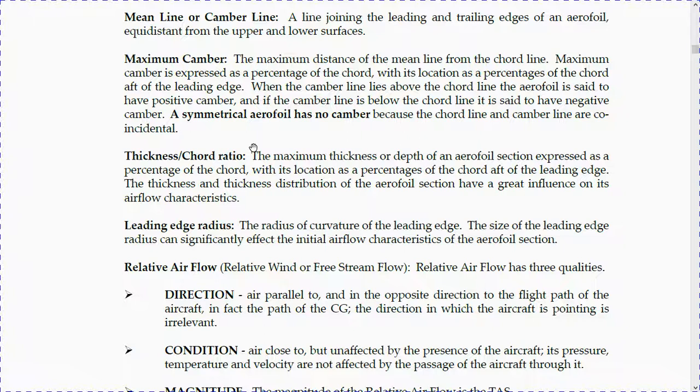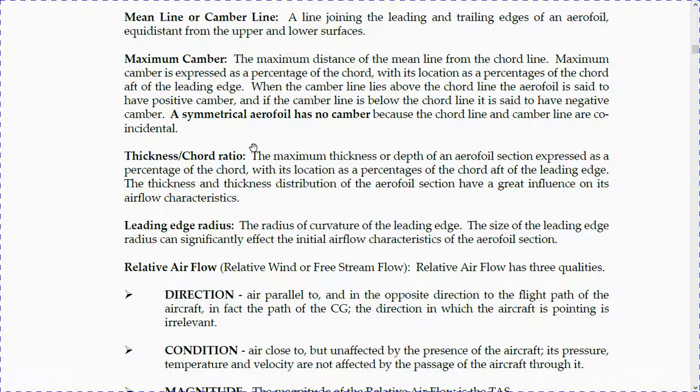Thickness and chord ratio. The maximum thickness or depth of an airfoil section, expressed as a percentage of the chord with its location as a percentage of the chord aft of the leading edge. So again, we calculate this percentage starting from the leading edge, and we'll say like 50%, 25% from the leading edge.